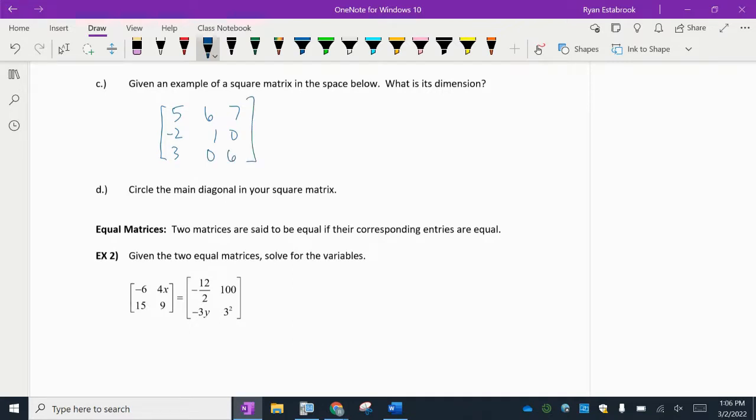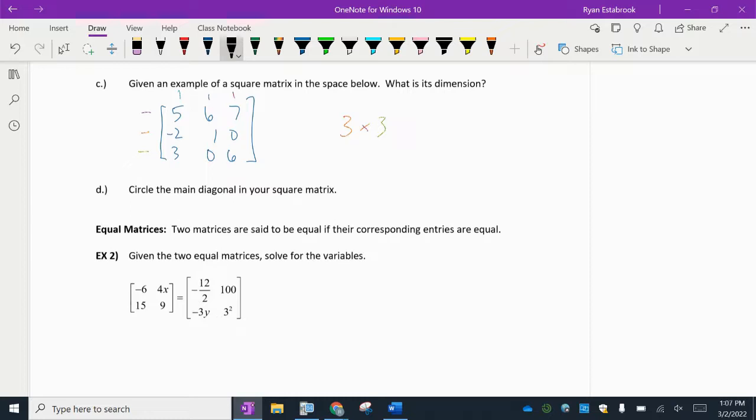You can have positive numbers in there. You could have negative numbers. You can have 0. You could have fractions. You could have decimals. You could have square roots. All that stuff is irrelevant. But if it is a square matrix, you have the same number of rows, 3, as you have columns, 3. It says, what is the dimension of this one? It would be a 3 by 3 matrix.